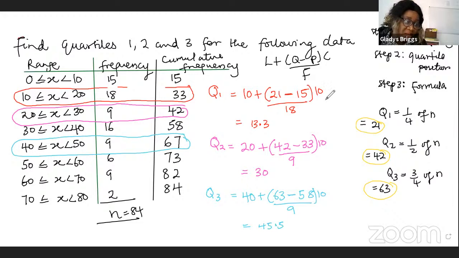That's it with quartiles for grouped data. All right, so you can do it now. You can do quartiles for grouped data.